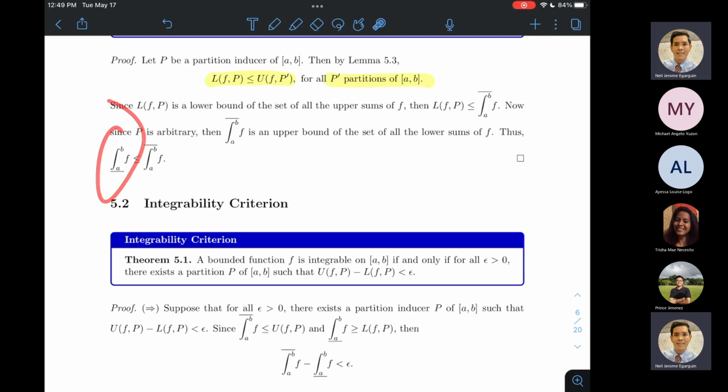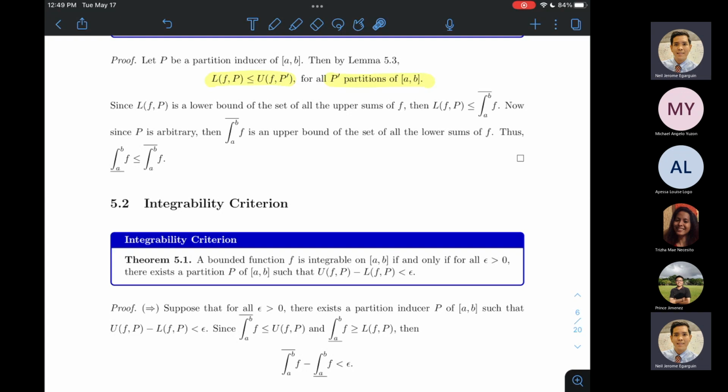Now, laging mas maliit yung lower Riemann integral kesa sa upper Riemann integral. Okay? So, and then, if we'll be able to show yung reverse inequality, then magpa-follow na kagad yung equality ng upper at saka lower Riemann integral.